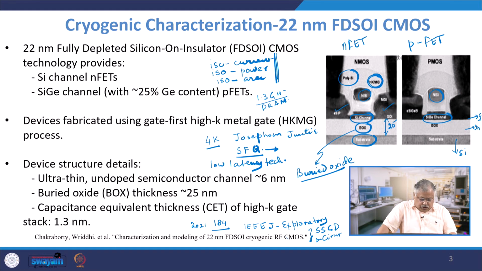Cryogenic DRAMs are also used in the same thermal plane as the Josephson junction devices. So you don't have to specially make a cryo chamber for doing it. You can actually have the same cryo chamber where you can embed DRAM with the Josephson junction, acting as a memory element.